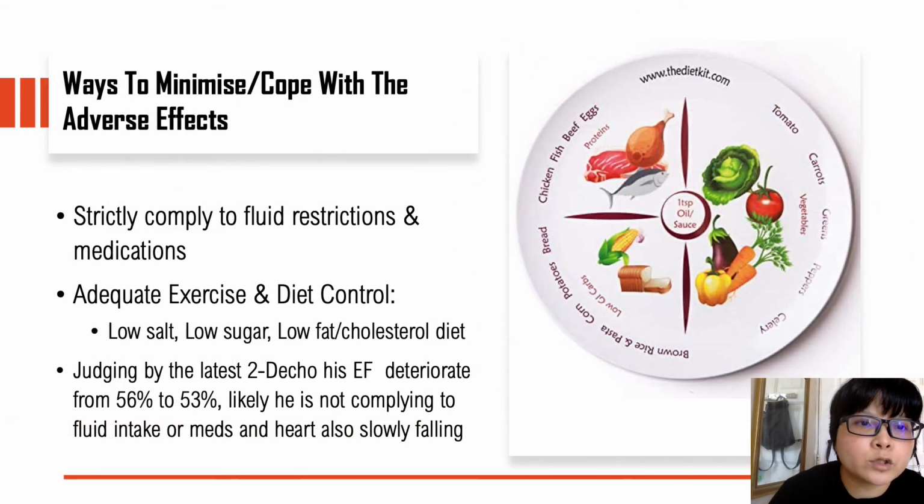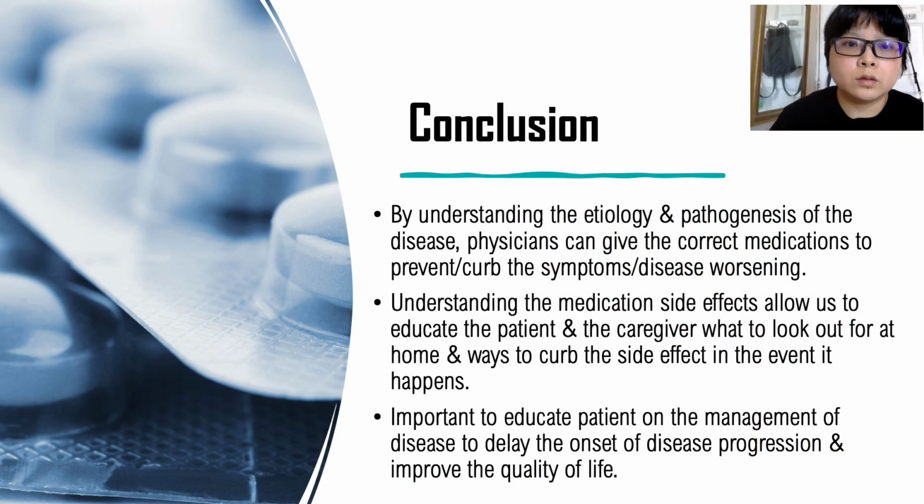Ways to minimize the adverse effects: be strictly compliant to food restrictions and medications. Adequate exercise and diet control, like a low salt, low sugar, low fat, low cholesterol diet. Judging by the latest result, his ejection fraction deteriorated from 56% to 53%. Likely he is not compliant to fluid intake or medications, and the heart is also slowly failing.